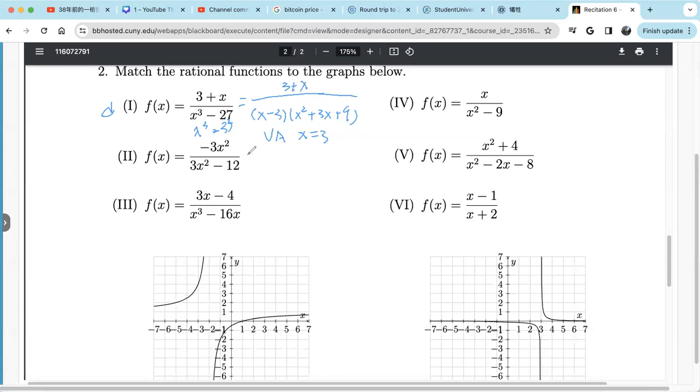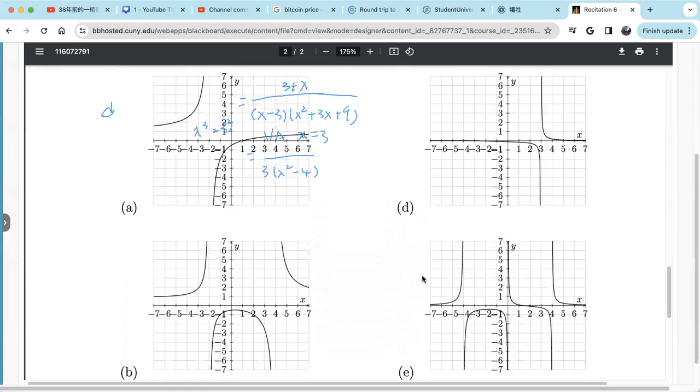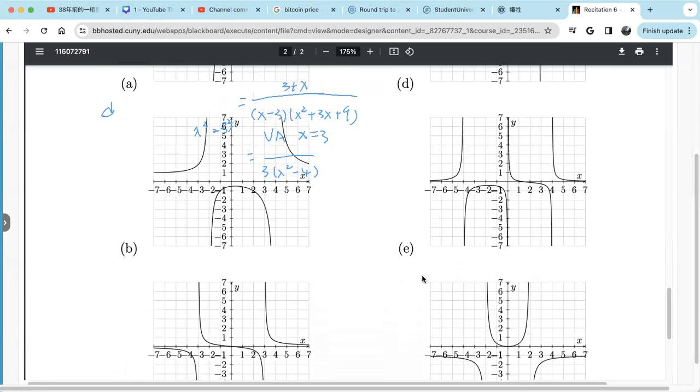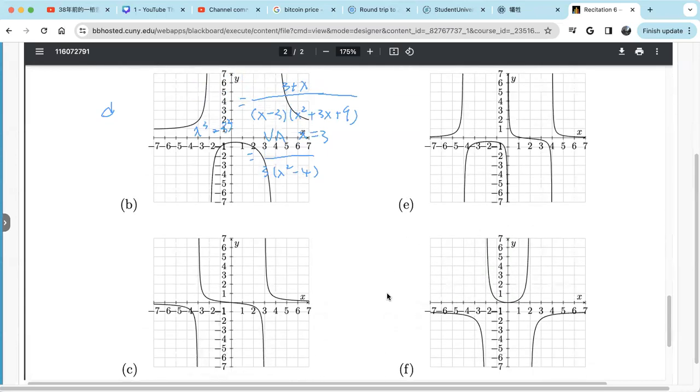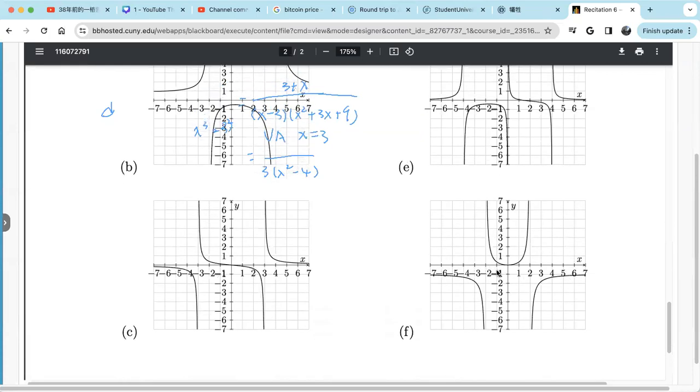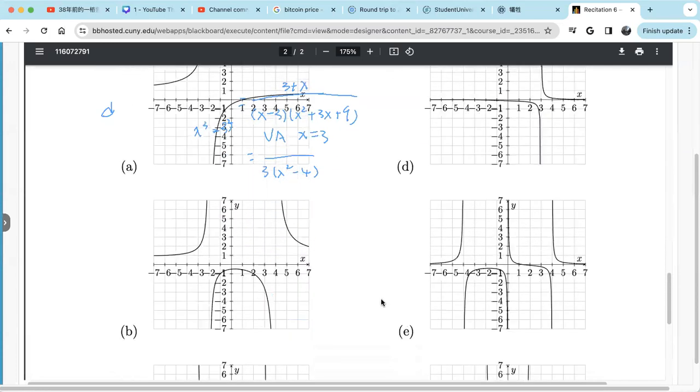Now B, the denominator can be factored by factoring 3 out, giving x squared minus 4. Well, x squared minus 4 can be factored, giving x equal to 2 and negative 2. So now we're looking for the asymptotes at 2 and negative 2. Do we see it here? F. You see at 2 and negative 2, it goes separate ways. So it's F.